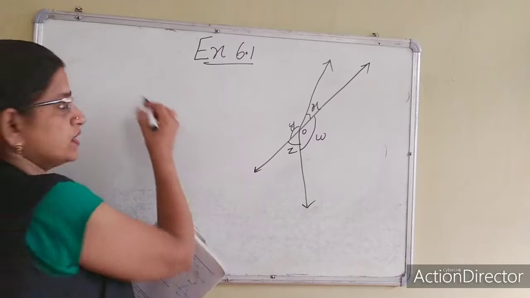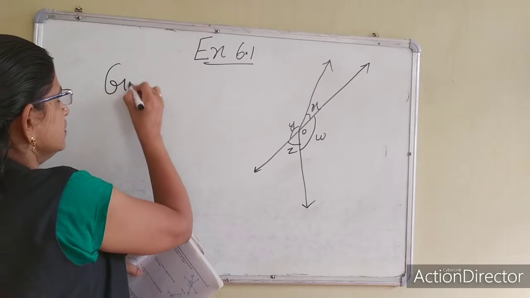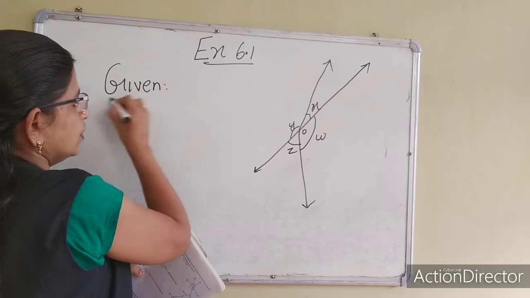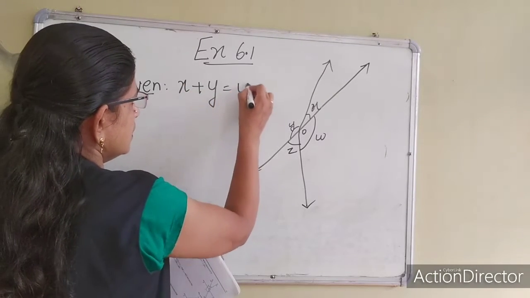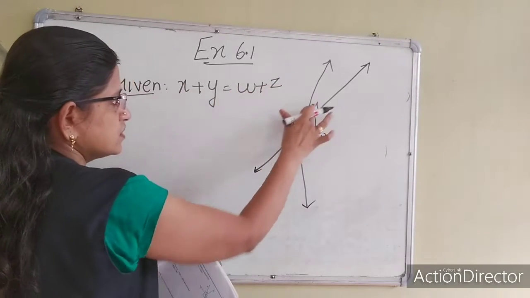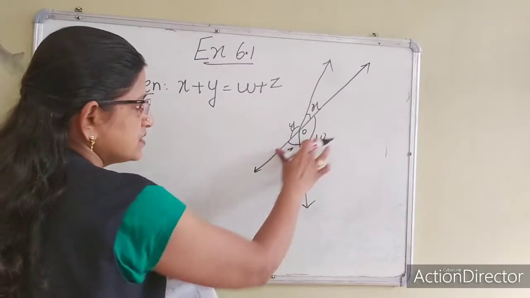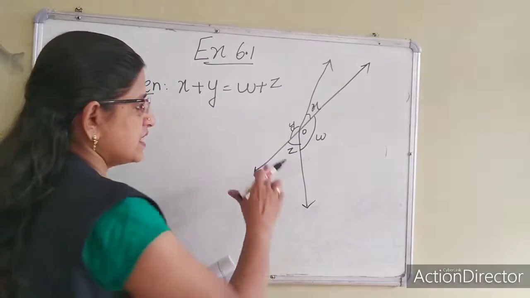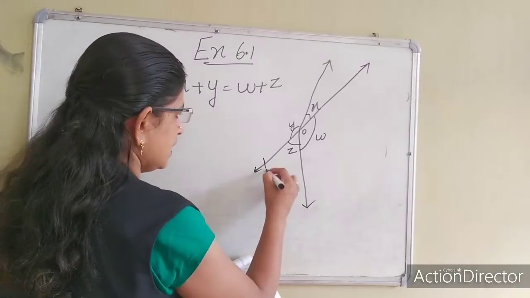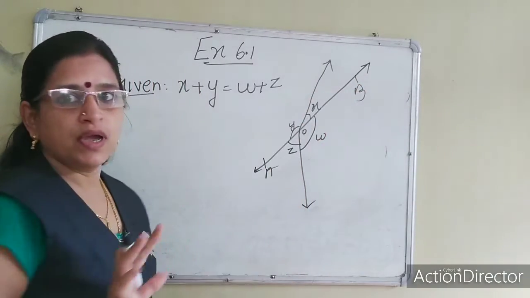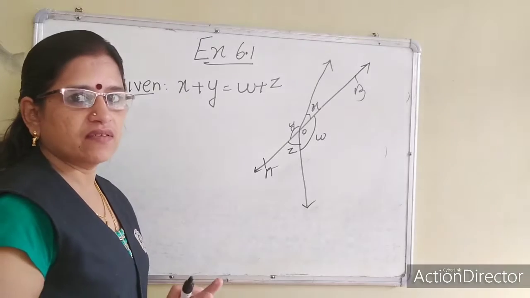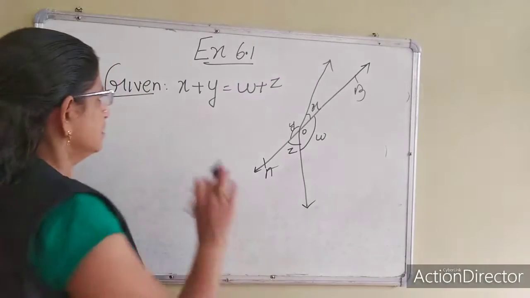So what is given over here? First you have to write given. What is given? x plus y is equal to w plus z. That is, these two angles: x plus y is equal to w plus z, and you have to prove that AOB is a line. That means you have to show x plus y is equal to 180 degrees.